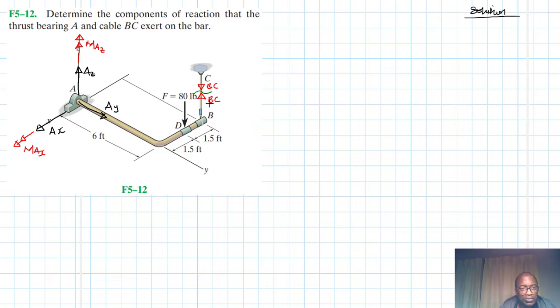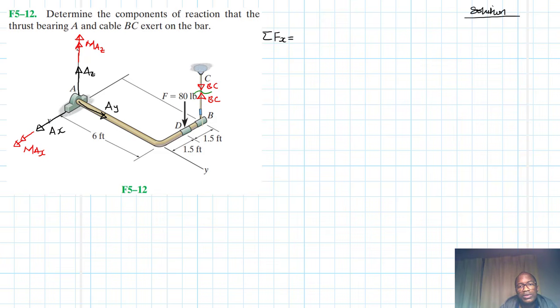So how many reaction forces do we have? We have 1, 2, 3, 4, 5, 6. And we also have 6 equations of equilibrium, because this is a 3D rigid body equilibrium problem, and for 3D we have 6 equations of equilibrium, and in this case we have also 6 unknowns, right? So let's apply them and then see how far we are going to go.